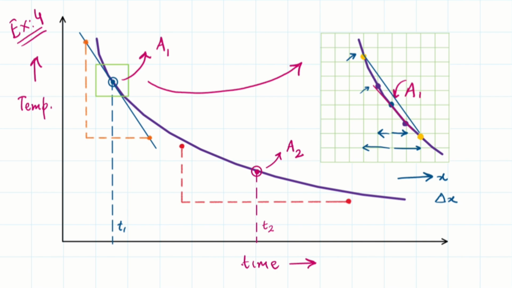And then you can make use of this triangle here, delta y and delta x, or in this case the change in temperature, delta capital T and delta small t. This is an example of a cooling curve.